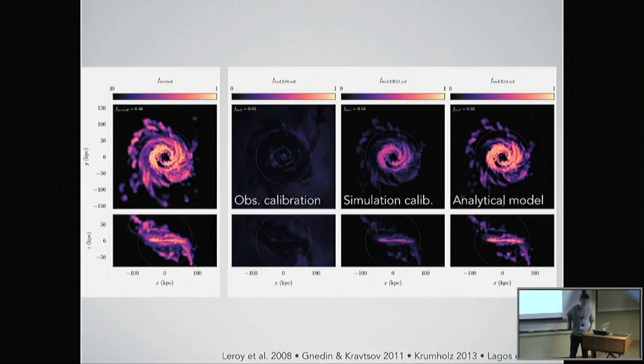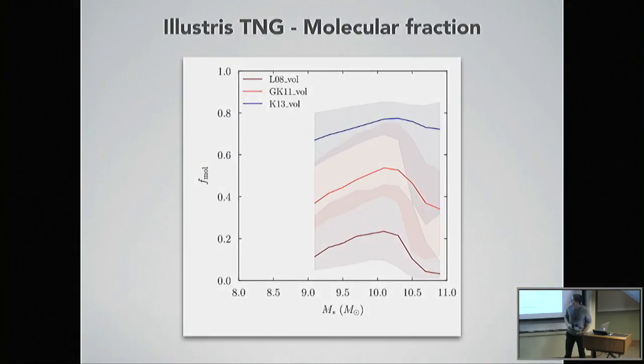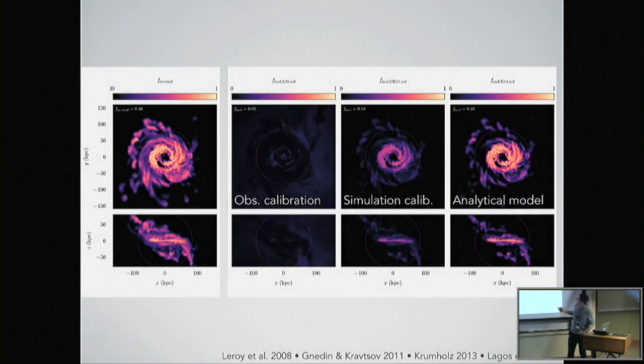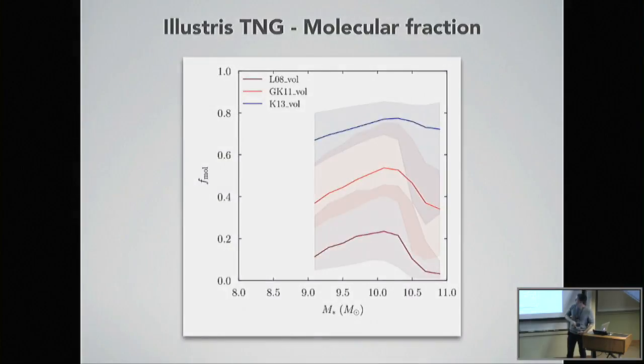Now you might say, okay, that's only one galaxy, who cares? But it turns out that these trends are maintained. If you look back, these all look totally different. This is a pretty bad sign to me. And this is borne out. So this is a full sample from IllustrisTNG. Each line is one of these models, and you see they vary from 0.1, 0.2 to 0.7, 0.8 molecular fraction.